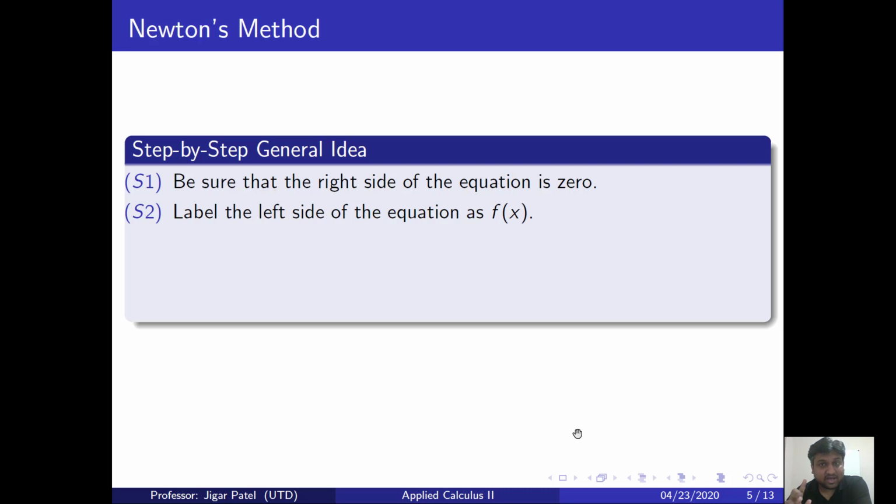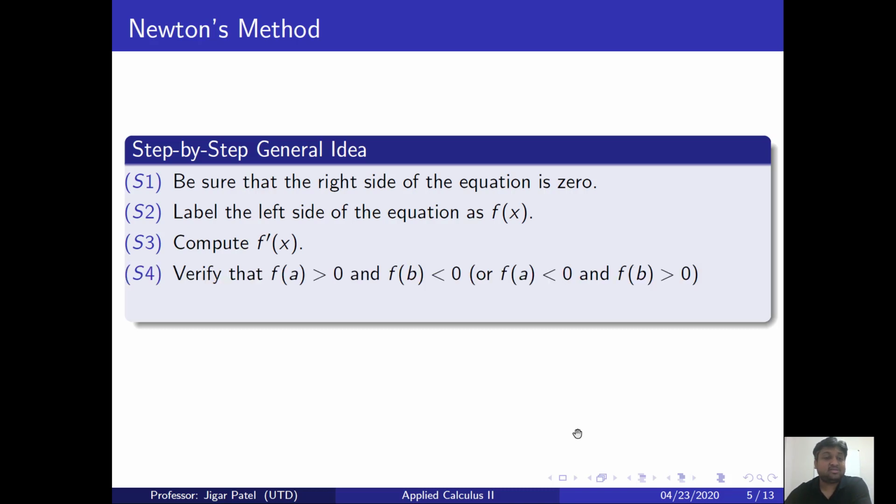Remember, only the left side is labeled as a function. A function is an expression, so it should not include equal to 0. Only the left side of your equation is labeled as f of x. Then I want you to compute f prime x. So f of x is there, calculate f prime x, and then make sure you verify the necessary condition.